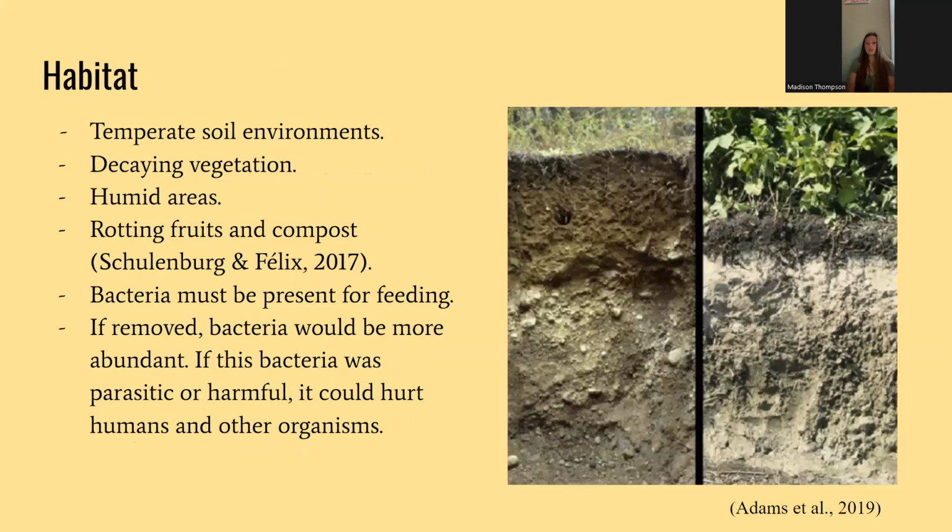The image on the right shows the ideal habitat of this organism, and the image on the far right shows a habitat where it could survive. It likes temperate soil environments and will likely be found in the soil or in porous areas, not on the surface. And it likes to be found in decaying vegetation because of the organisms that are decaying this vegetation, or the organisms that it preys on.